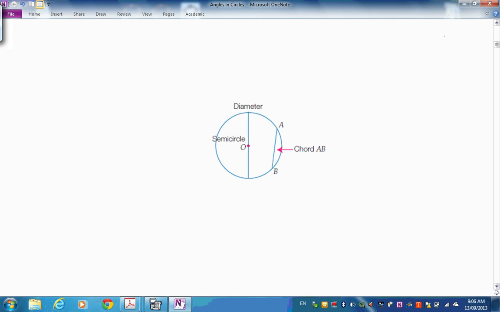Anyway, let's have a look at these. What's a chord? A chord, do you play music? Yeah, well, that will help. No, I don't think it will. A chord is a line joining 2 points on the circle, on the circumference of the circle. So that is a chord, any line joining 2 points.